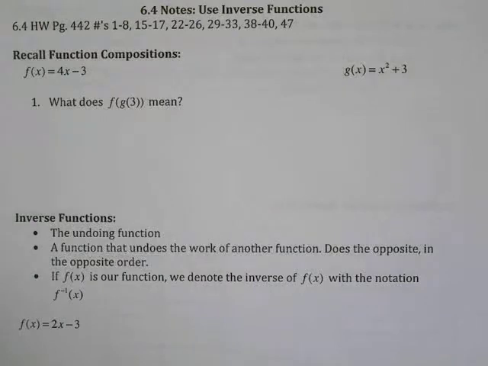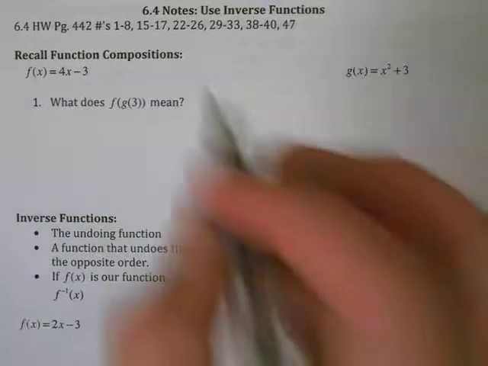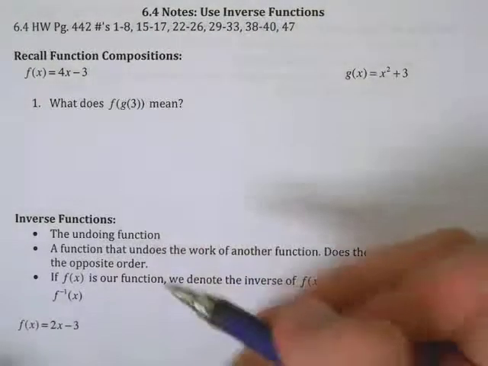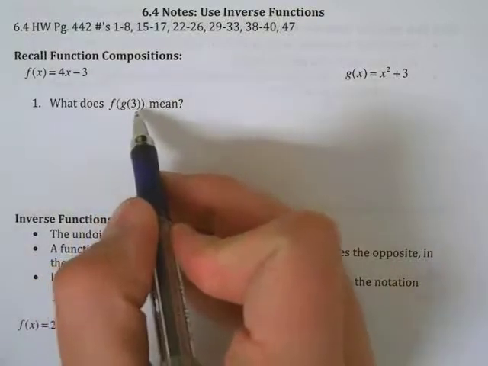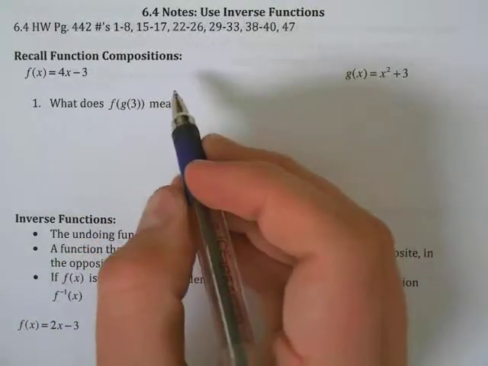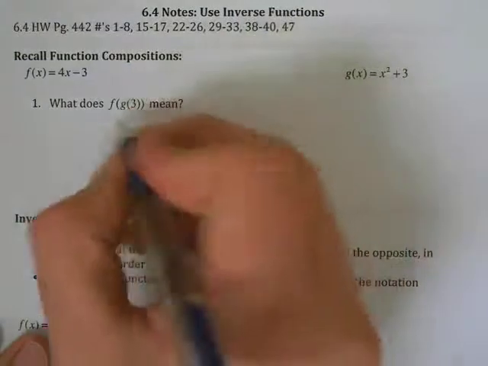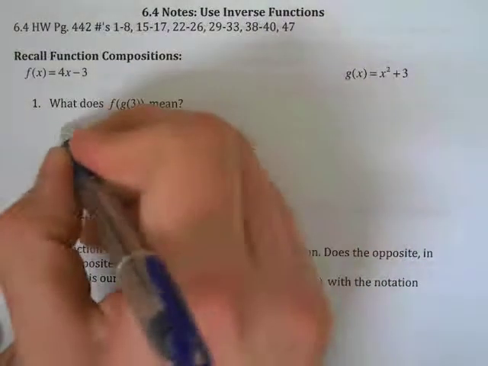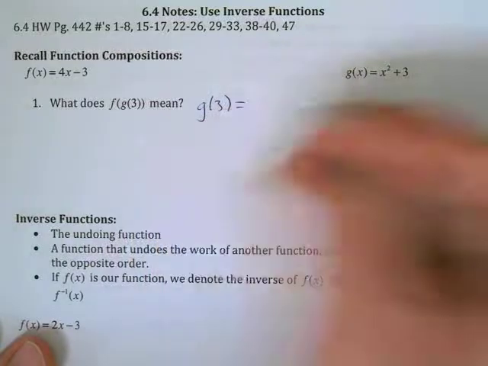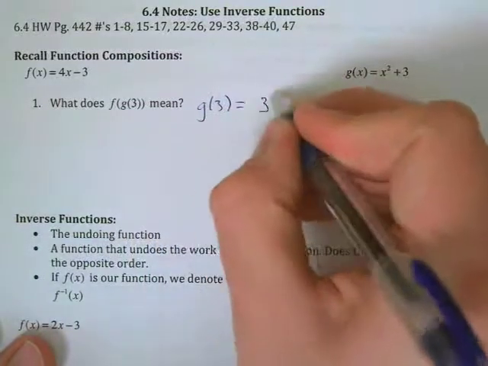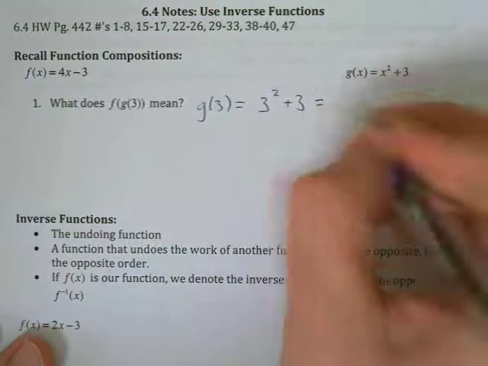In order to understand inverse functions, we need to know a little bit about function composition. This is something that we did before. If you have two functions, f and g here, and you want to compose f with g of 3, we can do it as follows. First we'll find g of 3. G of 3 is just going to be 3 squared plus 3, which is 12.